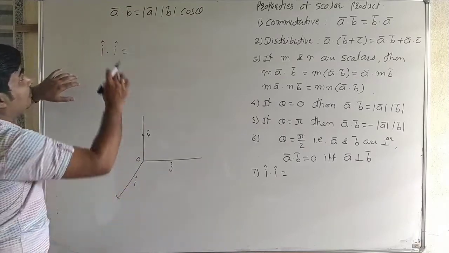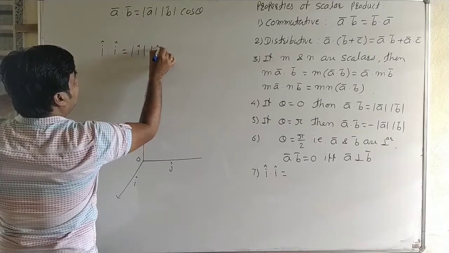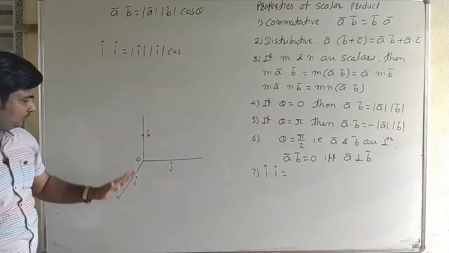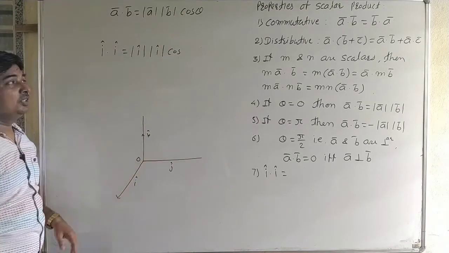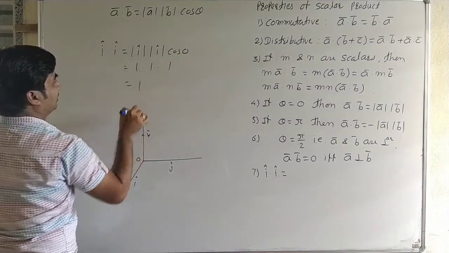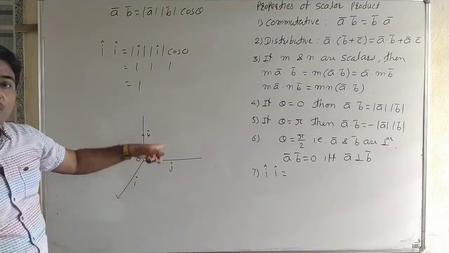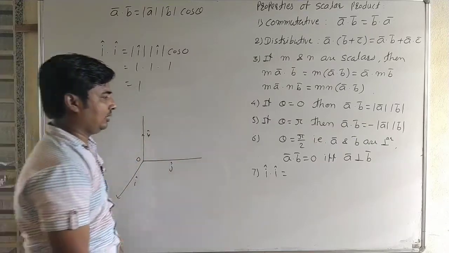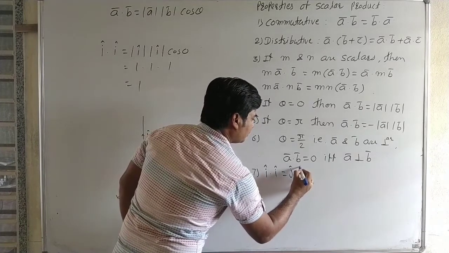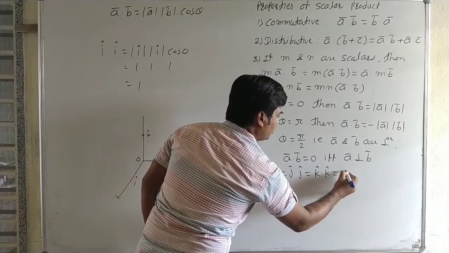Now I cap dot I cap, by definition, is magnitude of I cap into magnitude of I cap into cos theta. Theta is the angle between the two vectors. The angle between I cap and I cap is 0, and therefore it is 1 into 1 into 1, and it is 1. Therefore I cap dot I cap is equal to 1. Similarly J cap dot J cap is 1, and K cap dot K cap is also 1. Therefore I cap dot I cap, J cap dot J cap, and K cap dot K cap are equal to 1.